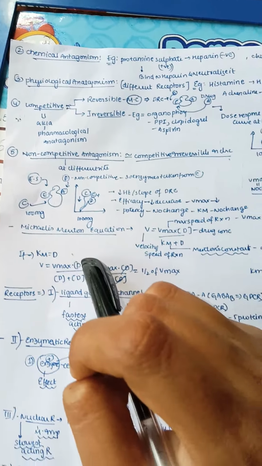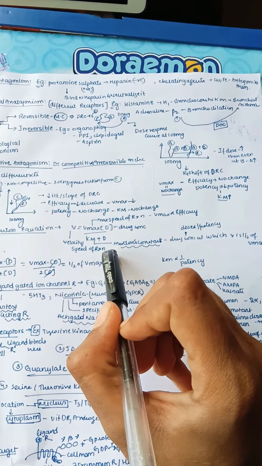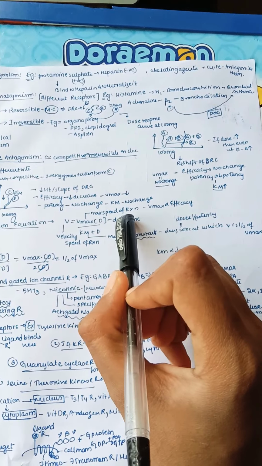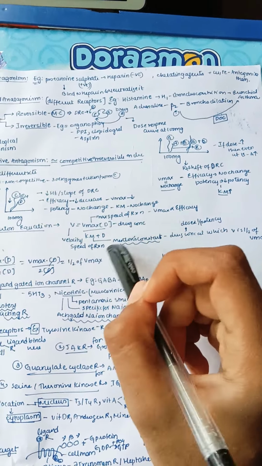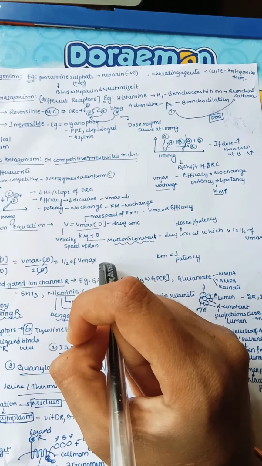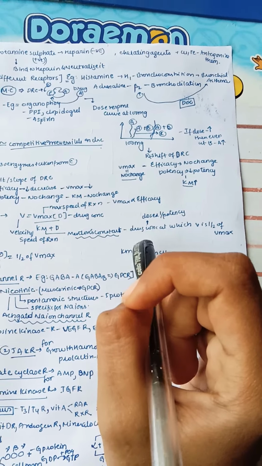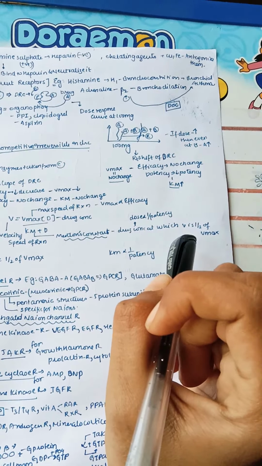So next let us see the Michaelis-Menten equation. For example, V is equal to Vmax into D by Km plus D. Here Vmax represents the maximum speed of the reaction, where Vmax is directly proportional to efficacy, and D is the drug concentration, Km is the Menten's constant, and V is the velocity, the speed of the reaction. Menten's constant is nothing but the drug concentration at which V is half of Vmax.